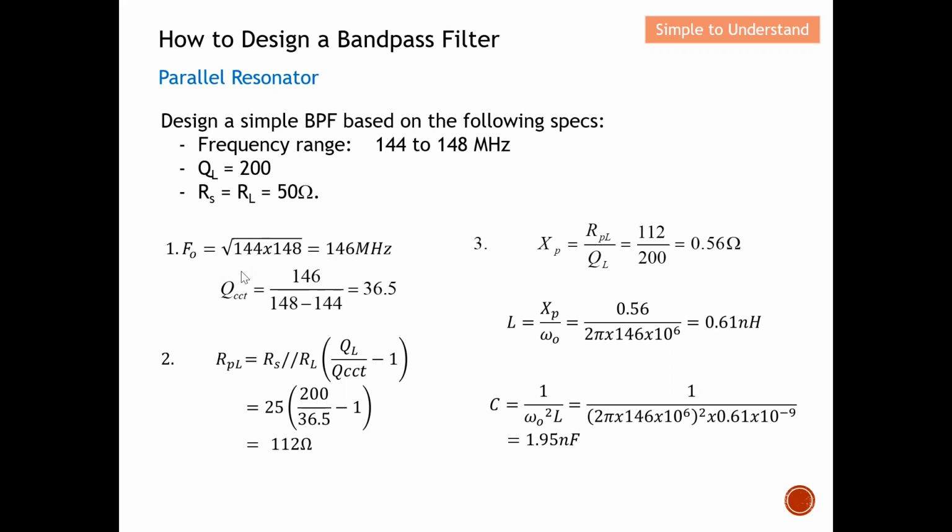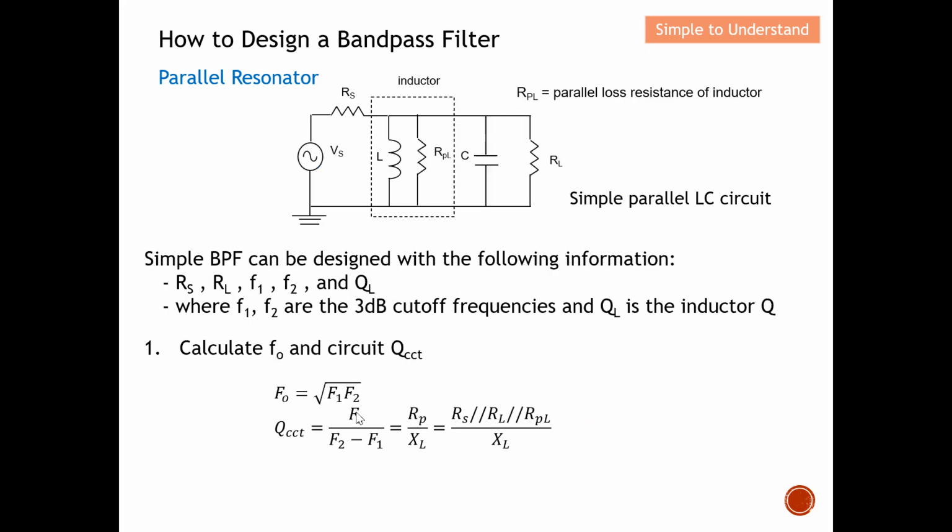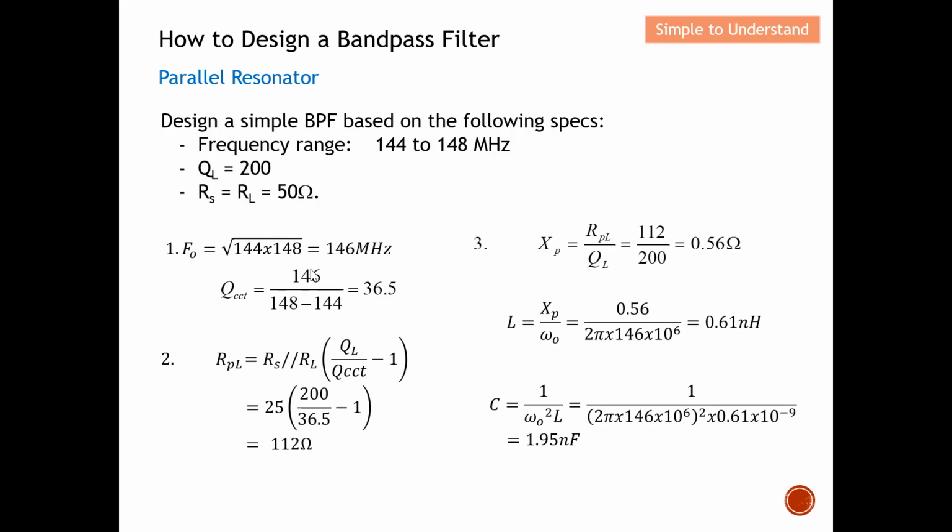Next, I can calculate my circuit Q. If you still remember, the circuit Q formula is F0 over F2 minus F1. Can you still remember? Here, F0 over F2 minus F1. From here, I can calculate my circuit Q, which is 36.5.